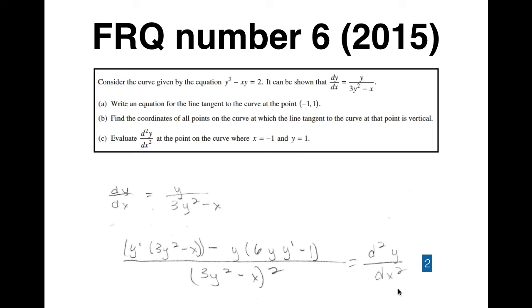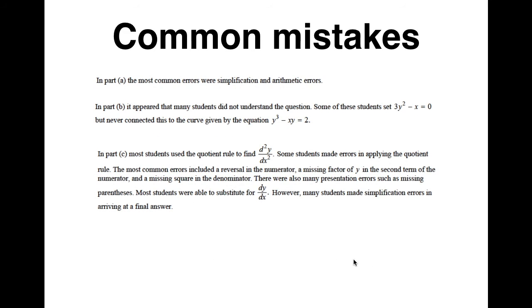So that's it for the 6th FRQ for 2016. We'll just read a few common mistakes that were commented on by AP Central. In Part A, the most common errors were simplification and arithmetic errors. In Part B, it appeared that many students did not understand the question. Some of these students set 3y squared minus x equals 0, which was correct, denominator equals 0, but never connected this to the curve given by the equation y cubed minus xy equals 2. So this is true, the denominator has to be equal to 0, but it also has to be on the curve. So we need to use both of these expressions.